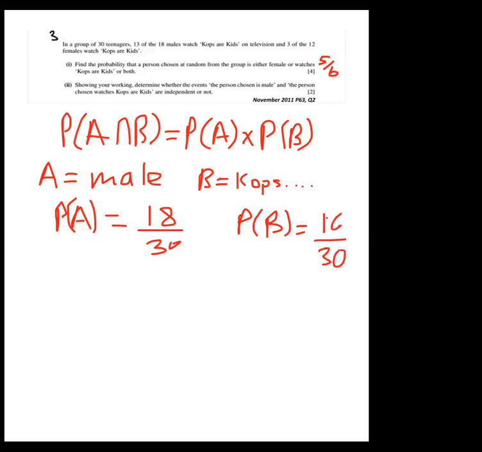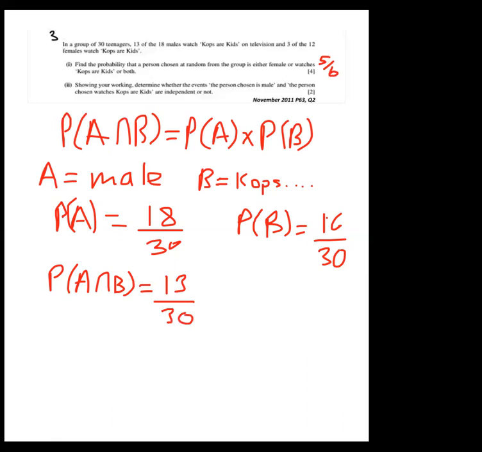Now you have to find the intersection of them. For the intersection, that means males who watch cop circuits, there are total 13 males who watch cop circuits out of the 30 people. So P(A intersection B) will be 13 on 30. That is the males who watch cop circuits.